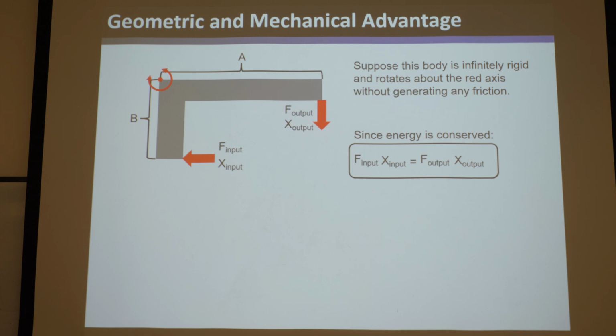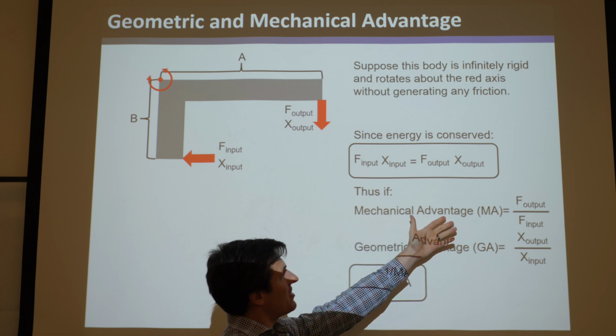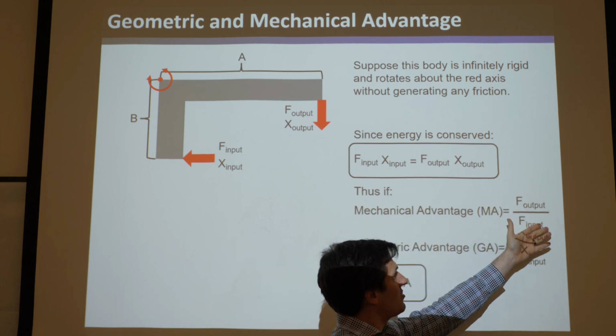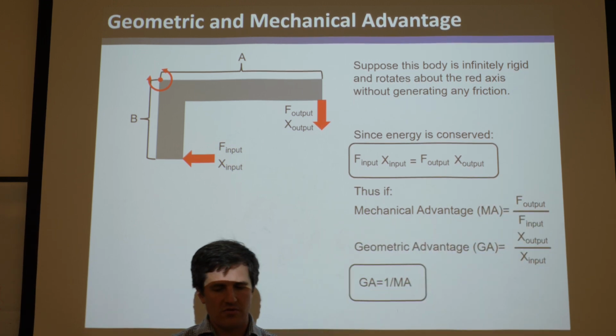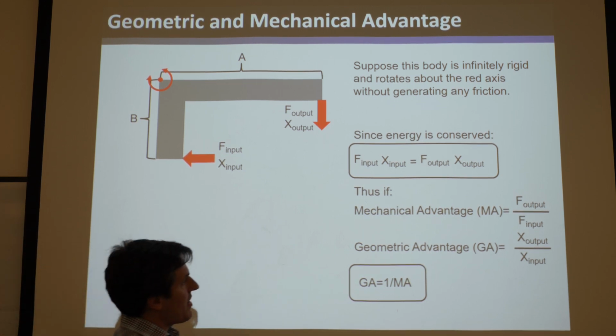If you divide those by time, then it's power. The power in is the same as the power out, right? Well, in this idealized scenario, first of all, two definitions here. Mechanical advantage is the output load divided by the input load. That ratio is the mechanical advantage, or MA.